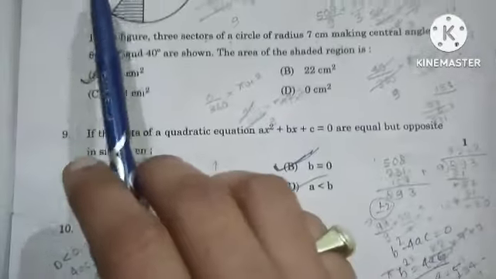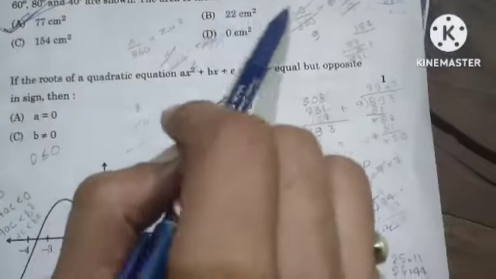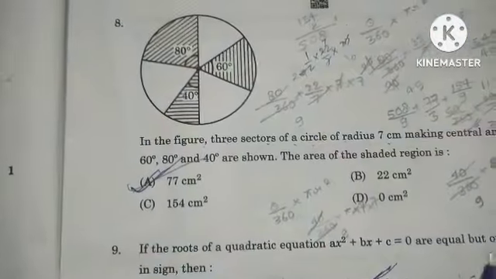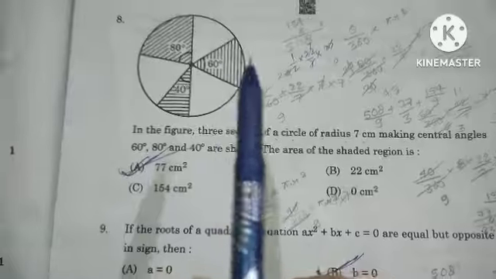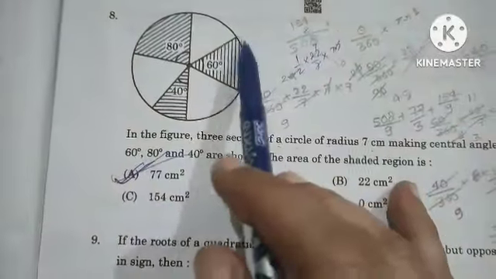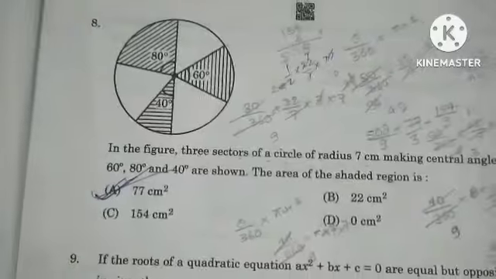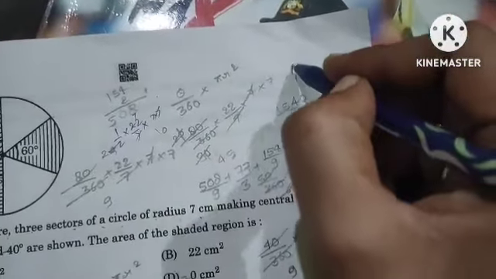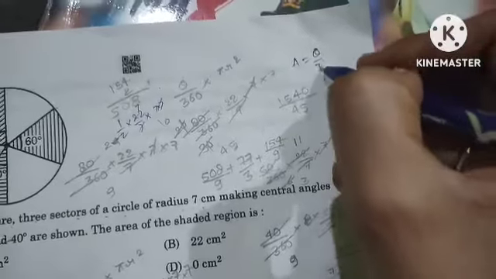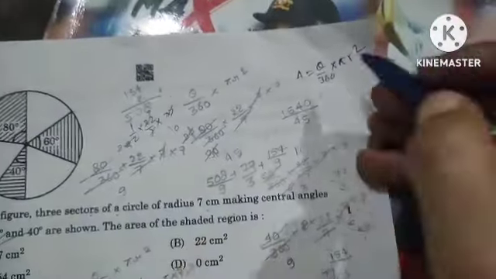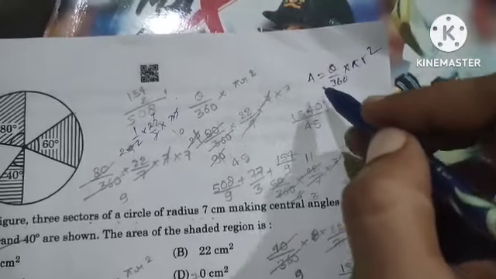What question number 8 says, we have to find the area of the shaded region, and the area of the shaded region is based on the area of a sector, because the region between radii and the corresponding arc is known as a sector of the circle. So we use the area of sector formula, and what is it? Area of sector is equal to theta by 360 into pi r square. So in pi r square we have put all the values.